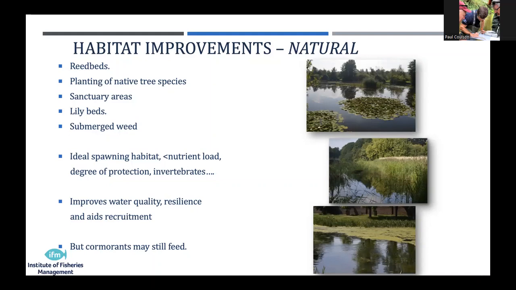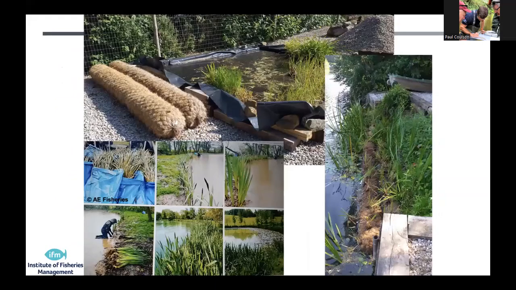Also, again, when you're adding in things like reeds and lilies and marginal plants, you're improving your spawning habitat, and also you're improving water quality. But it's important to state that from a predation point of view, it doesn't preclude cormorants from getting on the lake. It does make it harder for them to feed, and we know from research that if you can make it harder for a cormorant to find a fish, it will eventually look elsewhere and move on to other waters.